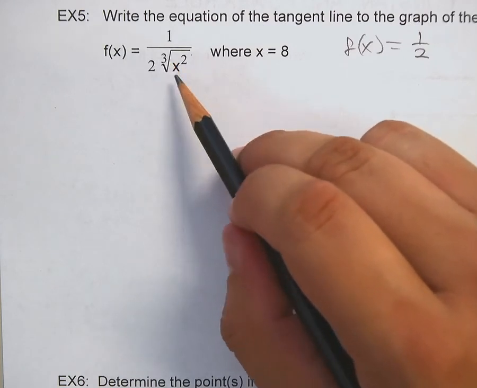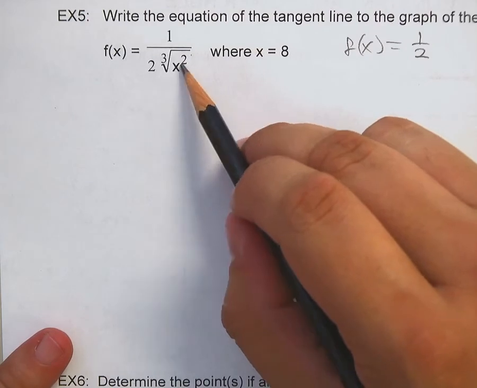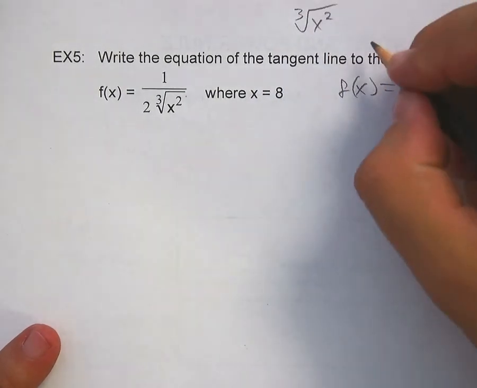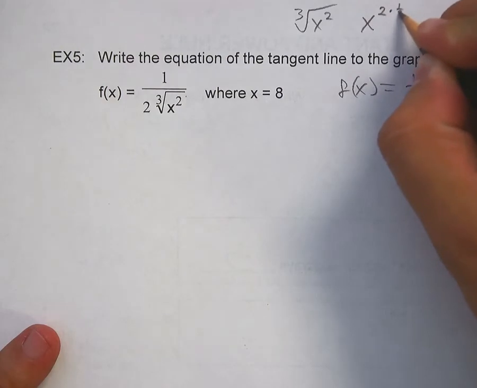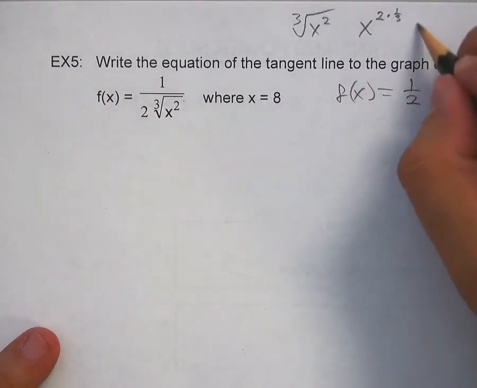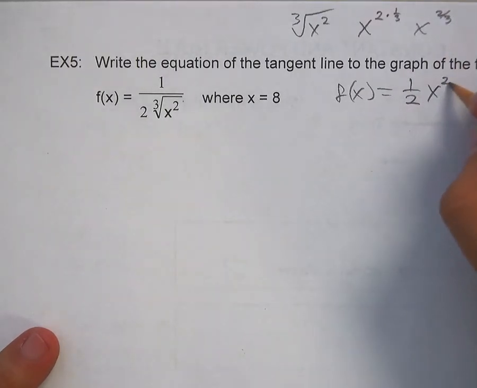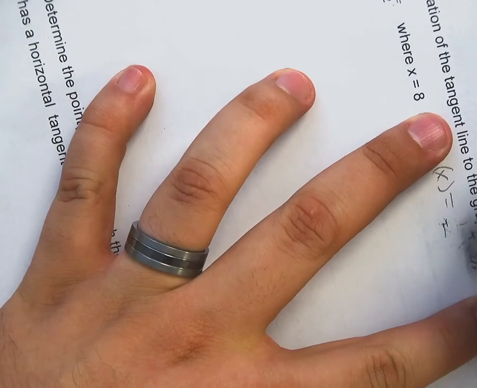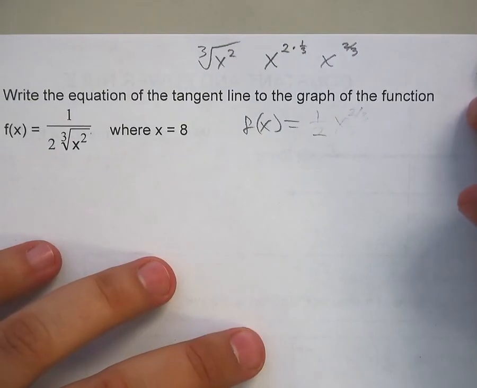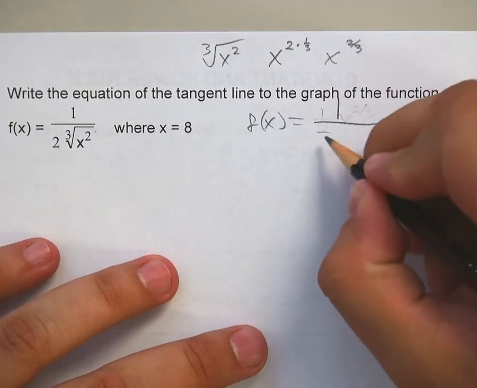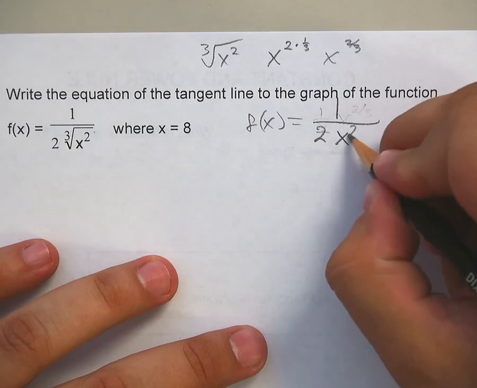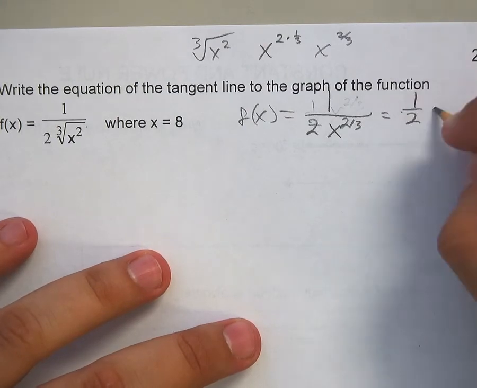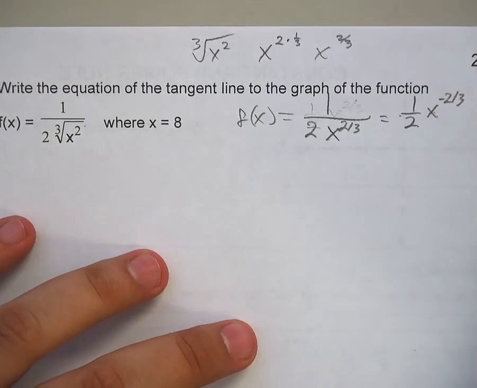X squared with the cube root on it, isn't that x to the 2/3 power? If you've forgotten that, remember that the cube root of x squared is x squared to the 1 over 3. That's how we do cube roots, which is x to the 2/3 power. Well, that makes it a lot easier now. Let me not skip steps here, because I have a feeling there's someone sitting at home going, what? So how about 1 over 2x to the 2/3 power? Make sense? Okay. So that's going to be 1 half x to the negative 2/3. How about that? A little bit better?